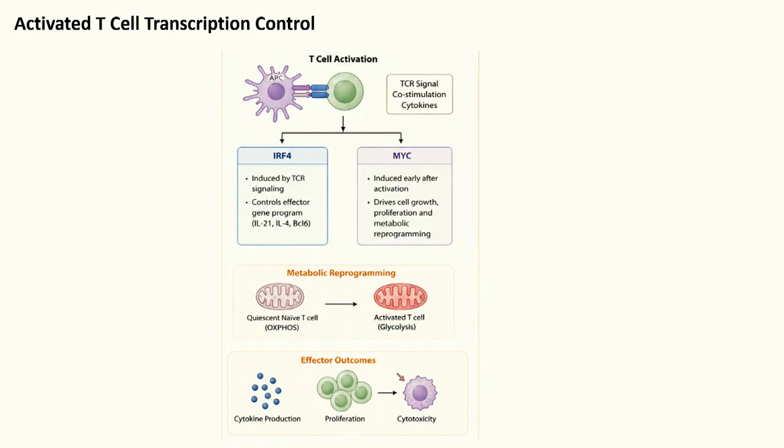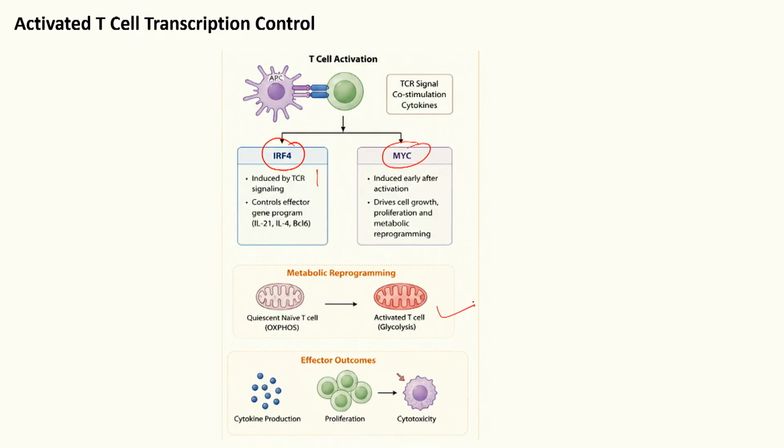So these are controlled by 2 transcription factors. One is called interferon regulatory factor 4, IRF4, and the MYC protein. These can be induced by TCR signaling and some other controlled way, but just for knowledge of how these are controlled, we have 2 transcription factors which are controlling the activated T cell population by doing metabolic reprogramming.